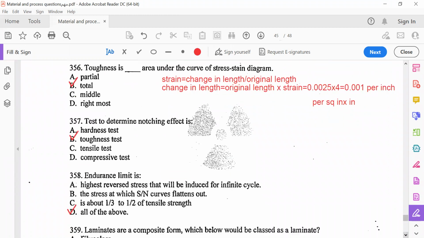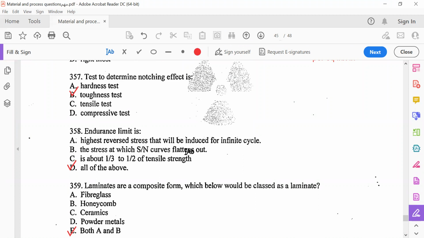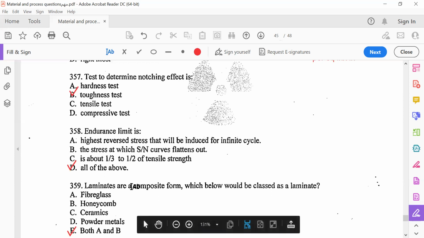A test to determine notching effect is a toughness test. Endurance limit is the highest reverse stress that will be induced for infinite cycles. The stress at which S-N curves flatten out is about 1/3 to 1/2 of the tensile strength. All of the above. Laminates are a composite form. Which below would be classed as laminate? Fiberglass, honeycomb, not ceramic and powder metal.